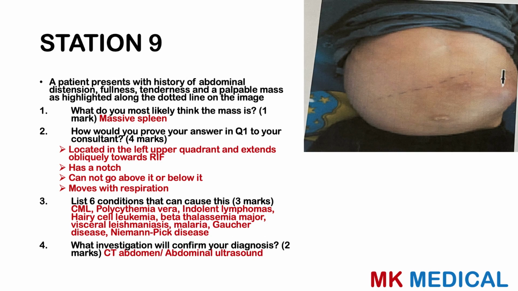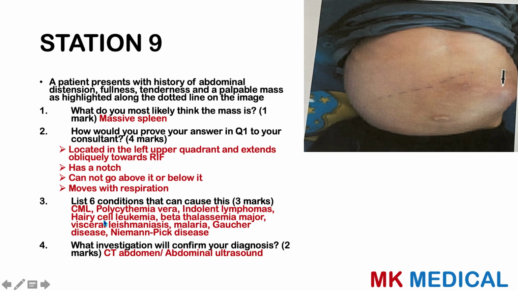Okay, so here's the answer. So generally, if it's a mass that's growing along this dotted line, it's most likely a spleen. So this person has massive splenomegaly or a massive spleen. So remember that it's going to be located in the left upper quadrant, and it's going to be extending obliquely towards the right iliac fossa. It will have a notch, and of course you can't go above it, you can't go below it. It's dull to percussion, and it moves with respiration. That's how you know that it's a spleen.